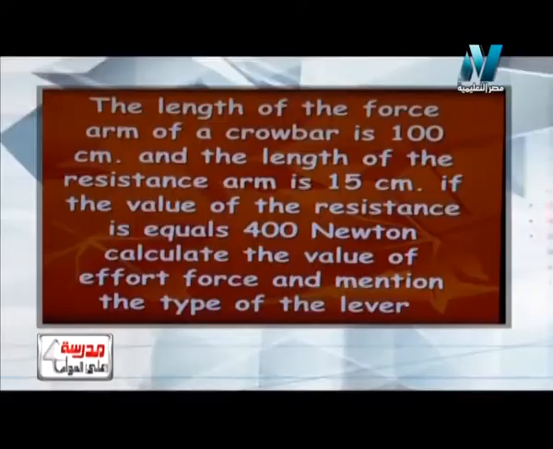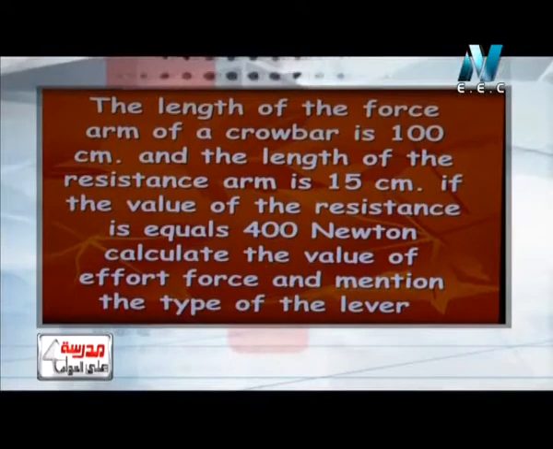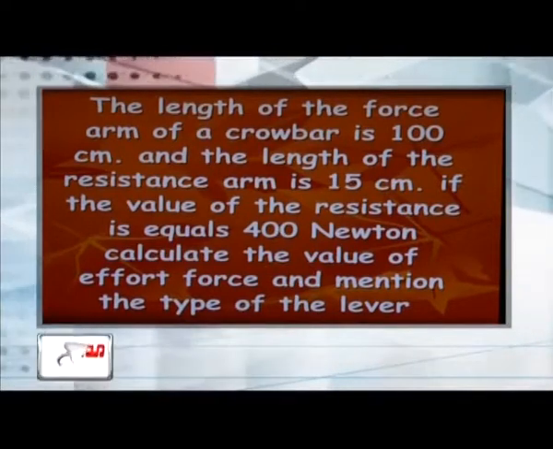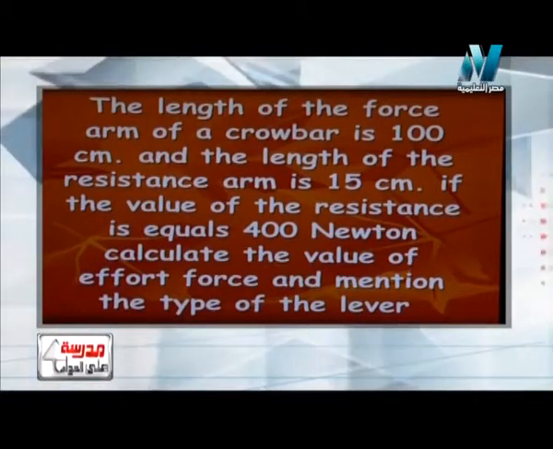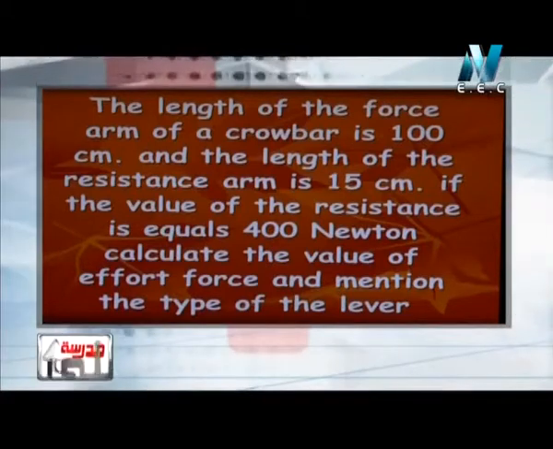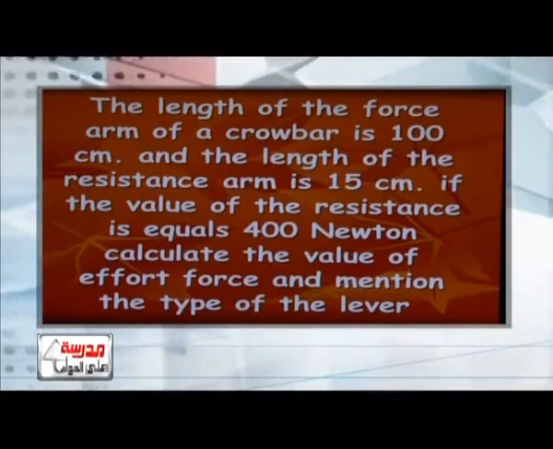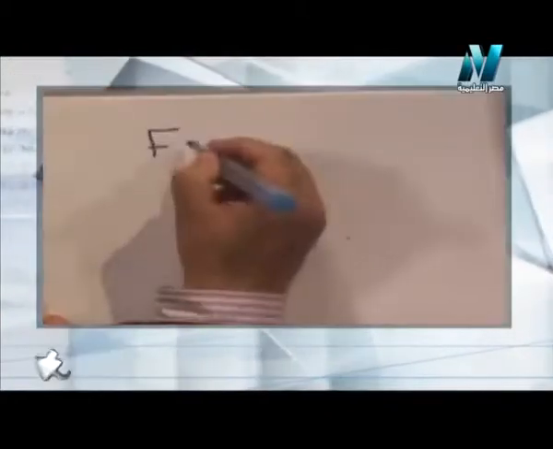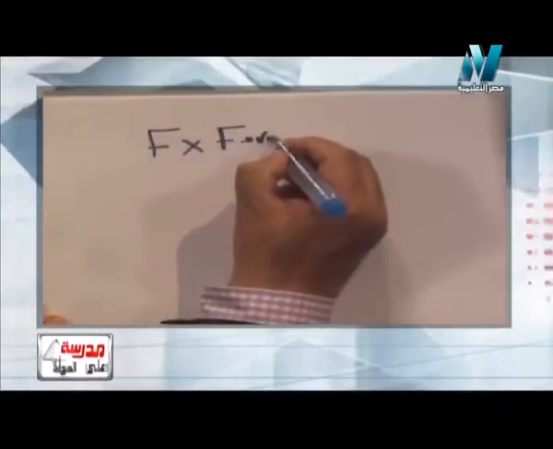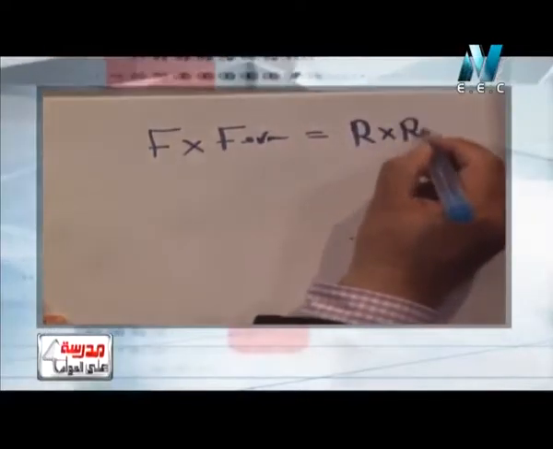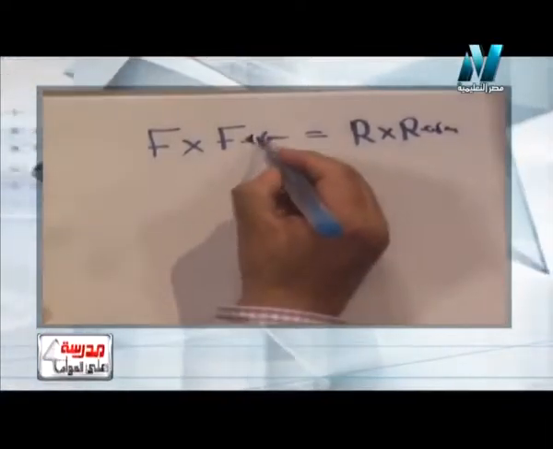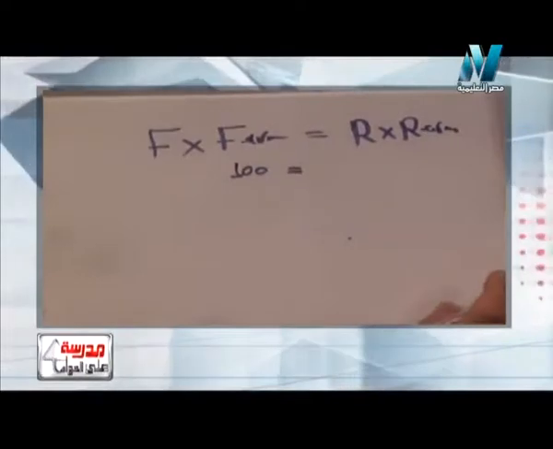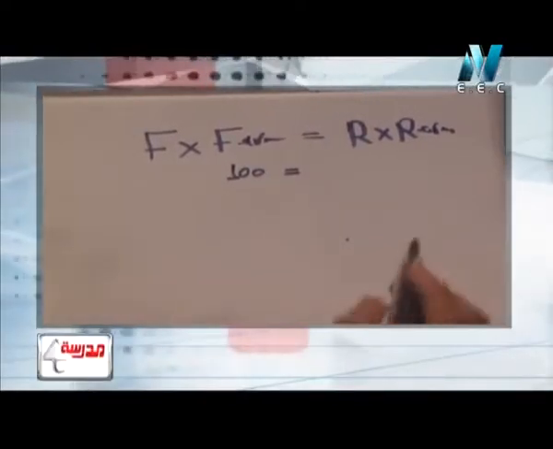The problem says that the length of the force arm of a crowbar is 100 centimeter and the length of the resistance arm is 15 centimeter. If the value of the resistance equals 400 Newton, calculate the value of the effort force and mention the type of lever. So let me write this problem. Effort force by effort force arm equals resistance by resistance arm. The length of the force arm is 100 centimeter, and the length of the resistance arm is 15.